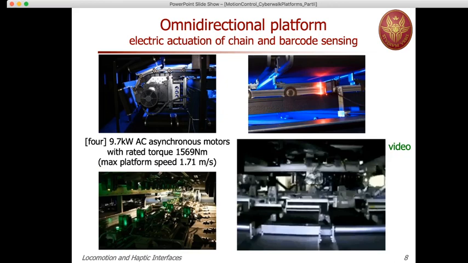On the right-hand side, you see instead a sensor which reads barcodes associated with each of the treadmills. Each treadmill has a barcode, so that you can detect which treadmills are below the platform, and those need not be activated. In fact, they can stop, because in this way you reduce noise, you save energy, you don't need to put them in motion, and when they get closer to the top, depending on how the user is walking on the platform, they will be restarted. So this is one piece of information needed.